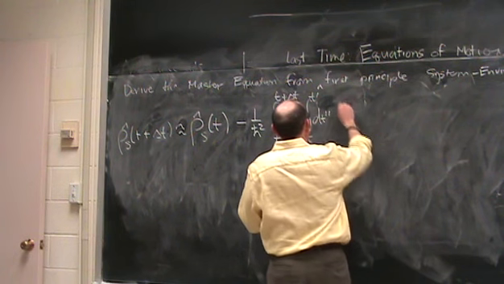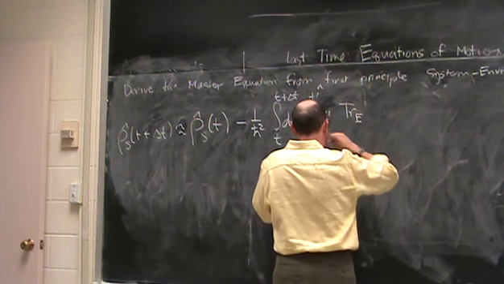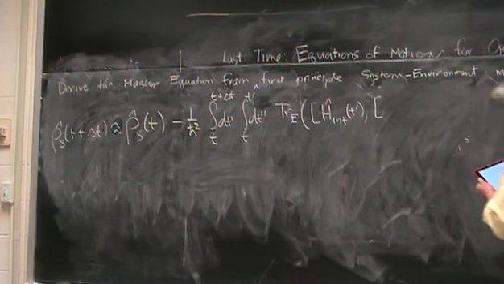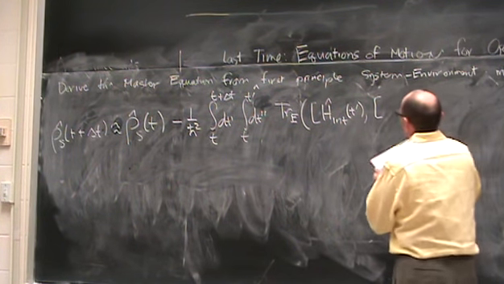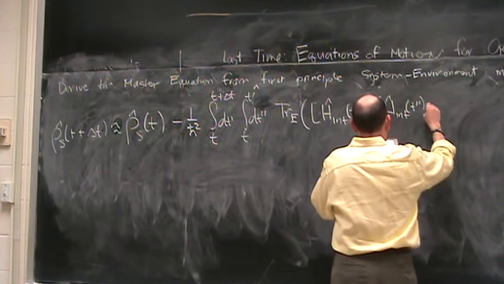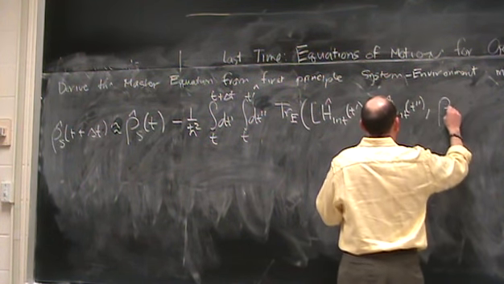the trace over the environment of the double commutator: the interaction Hamiltonian at t prime commuted with the Hamiltonian at time t double prime with the system at time t, tensored into the environment, which is taken to always be in its equilibrium state.